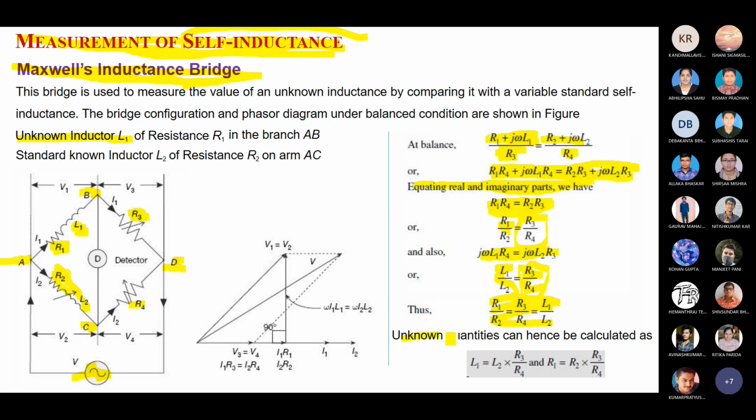So how can the unknown quantities be calculated? The unknown quantities are L1 and R1. What is the equation of L1? L1 equals L2 into R3 by R4, from these equations. And R1 is also unknown. R1 equals R2 into R3 by R4. So simple combinations, that you can find out.